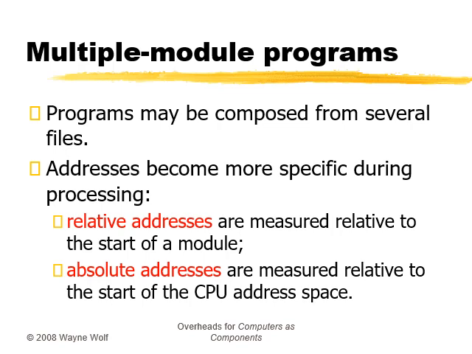Relative addresses are measured relative to the start of the module. So in one case we are measuring the addresses relative to the start of the CPU address space, and in the other we are measuring with respect to the start of the module. So if we have a main program, then we have another module, and its addresses will be relative addresses.